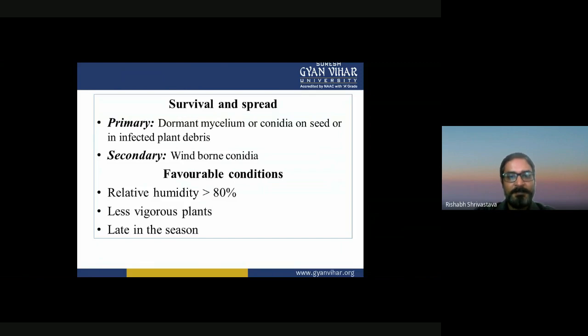Survival and spread. Primary: dormant mycelium or conidia on seed or in infected plant debris. Secondary: wind-borne conidia. Favorable conditions include relative humidity of more than 80%, less vigorous plants, and those which are grown late in the season.